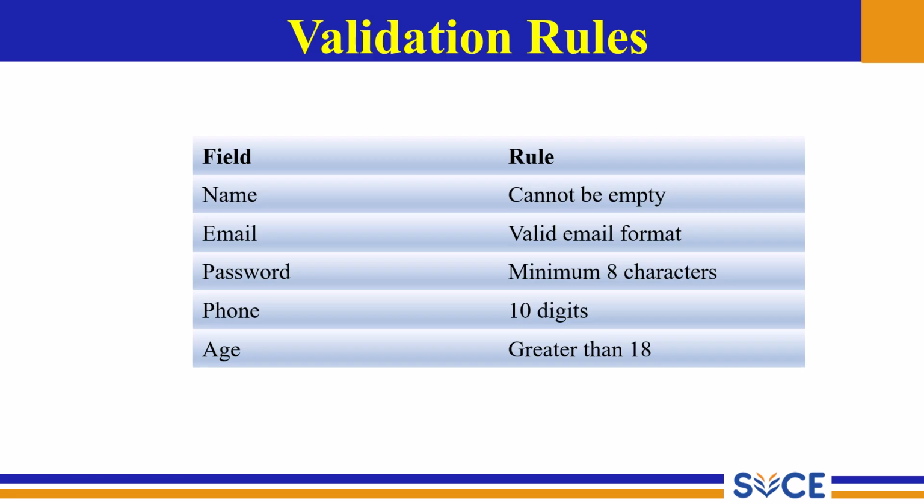Common validation rules. Now let's look at some commonly used validation rules. Every field in a form usually has its own rule. A name cannot be empty. Email must follow a valid email format. Password should have a minimum of 8 characters. Phone number, exactly 10 digits. Age should be greater than 18 years. Whenever users enter the information, React checks these rules before allowing the form to be submitted. These rules ensure that the collected data is complete, accurate, and meaningful.